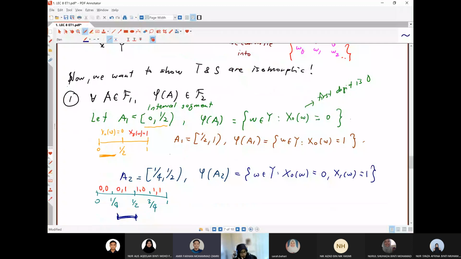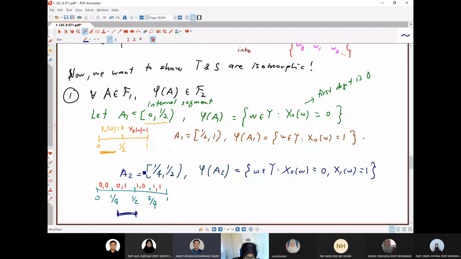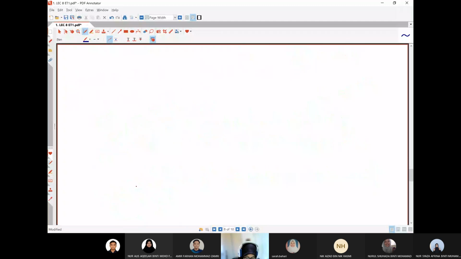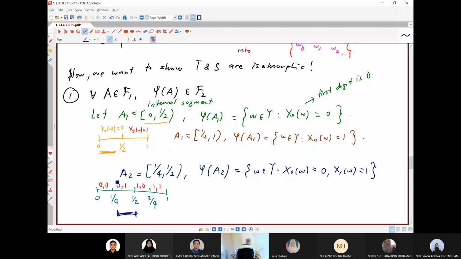We always start with the first digit. Boleh faham tak? Boleh? Okay, good. Doktor, yes. Kalau kita ambil 1/2 ke 3/4 tu dia dah tak isomorphic. Tu kita tak sure. You can show it by yourself. Lepas ni kita boleh try tengok, boleh tak 1/2 ke 3/4 boleh jadi isomorphic ke tak?